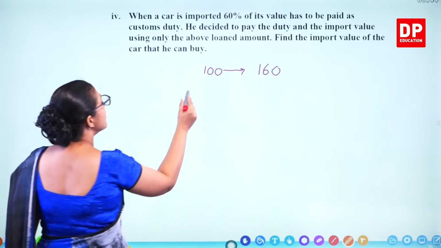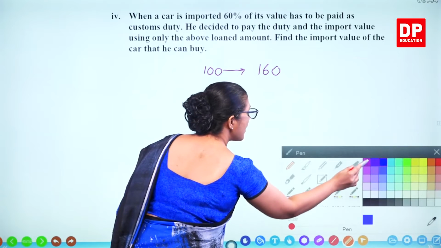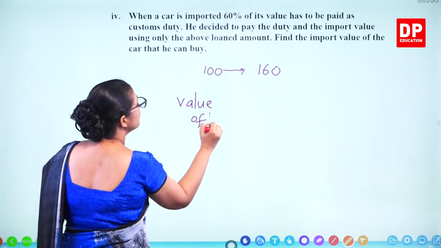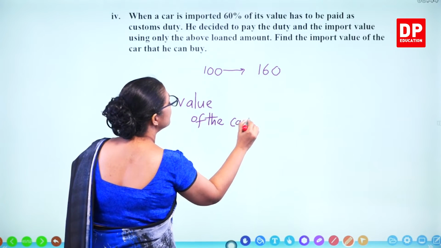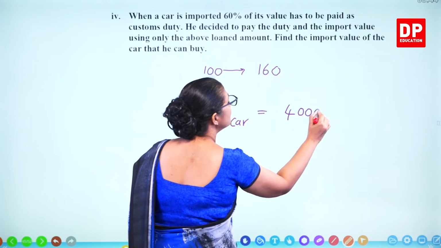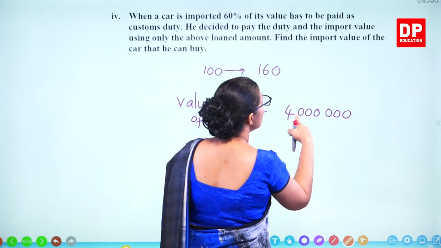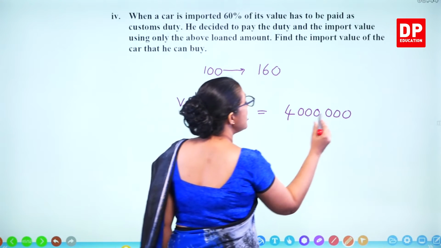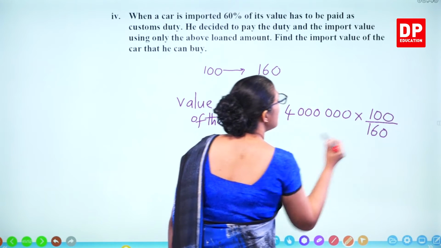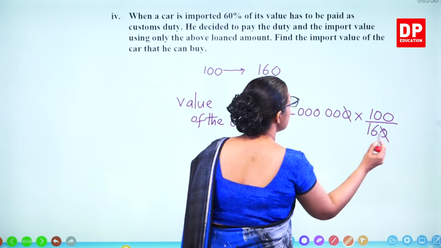So what's the value of the car? So you can find out the value of the car. The loan amount is 4 million. So 4 million, divide by 160 and multiply by 100. You have to do it the other way around. So 1 zero gets cancelled out.